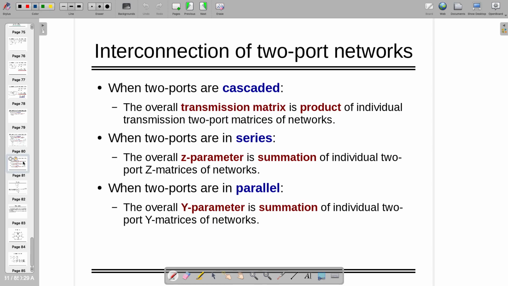There might be one more case where the two ports are in parallel. If they are in parallel, you have to use the Y parameter, and the Y parameter will give you the summation of two individual Y matrices. Right? So these three are the important things, when you'll find out most of the networks are actually in cascade or series or in parallel, and we are going to solve those kinds of networks.